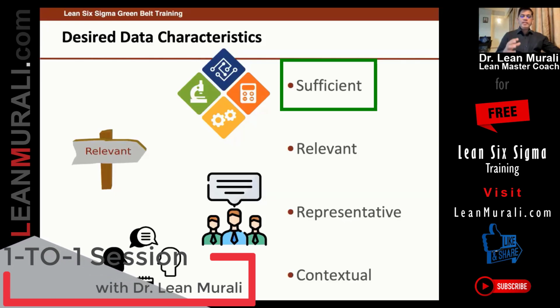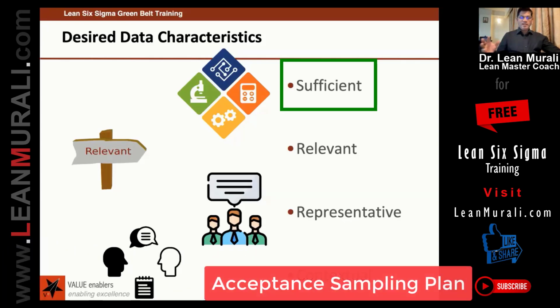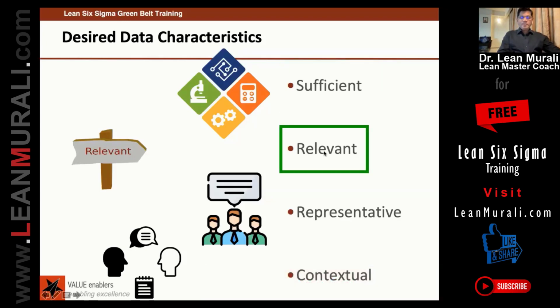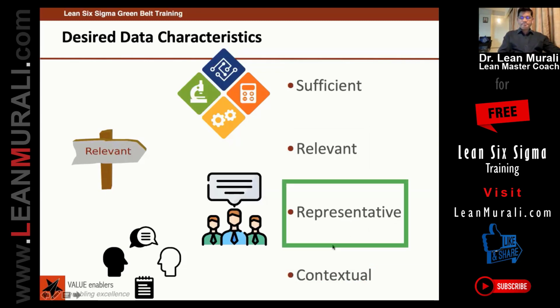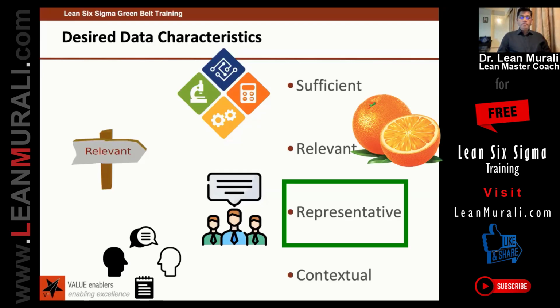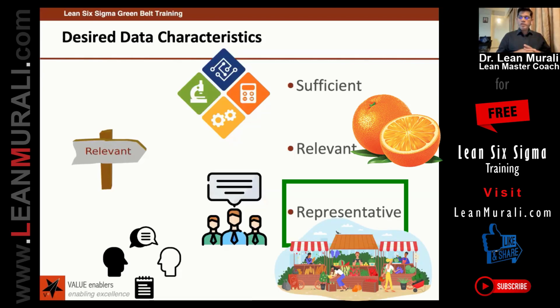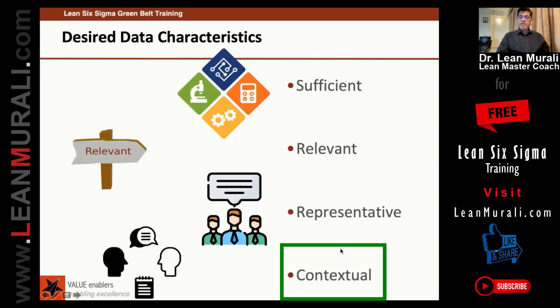That is why there is something called an acceptance sampling plan. Acceptance sampling. You need to collect relevant data. We understand the English word, what relevant means. And representative data: it has to be taken from one lot. When you're buying oranges and comparing, if you're going to compare the oranges of one shop, you need to collect oranges only from that shop. You cannot collect from various shops and say this sample is representative of the oranges in this one particular shop. And data must be relevant to that context. It should be contextual.